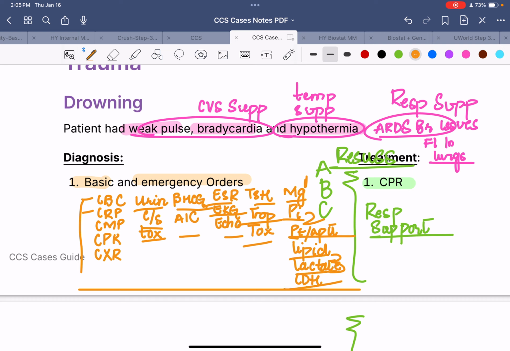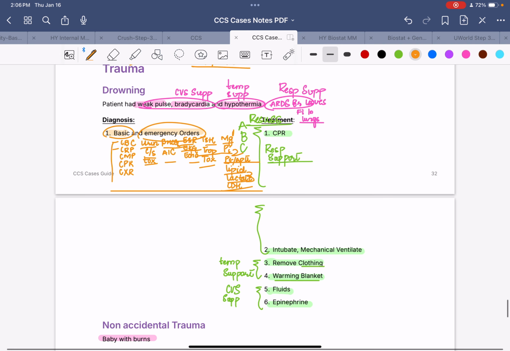So these are the basic orders, and of course the emergency orders include pulse oximetry, cardiac monitor, blood pressure monitoring, IV access, along with starting IV fluids. If the patient is having respiratory difficulty, then intubating and ventilating the patient and giving supportive oxygen if the saturation is low, along with doing ABGs, right? These are all the basic and emergency tests, which you can revise by watching video number 1 again. Now we have the specific treatment.